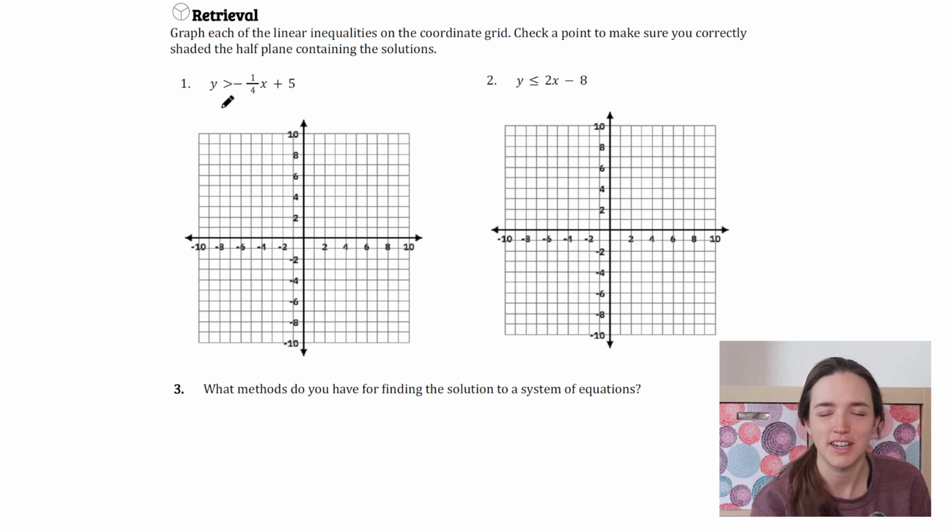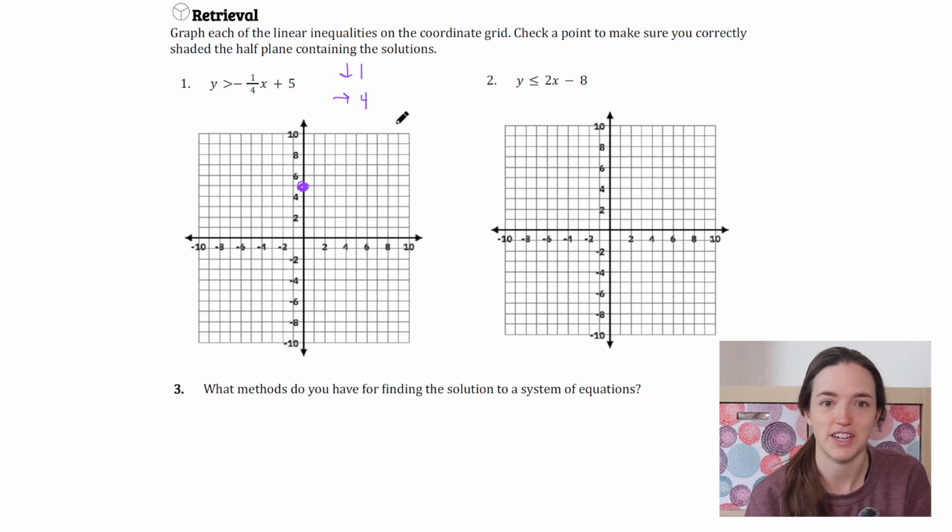Just pretend it's an equal sign. We're going to graph it like normal. We're going to put a point at 5 on the Y axis. So that would be right here. Now this slope is negative 1/4. So we're going to go down 1 over 4. And we're going to do that several times.